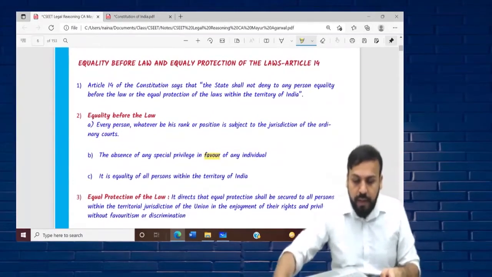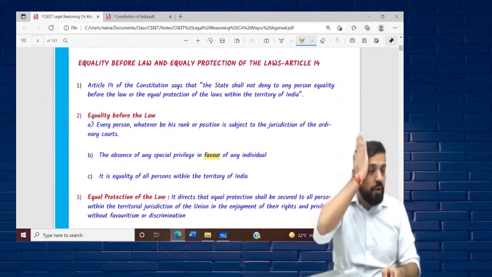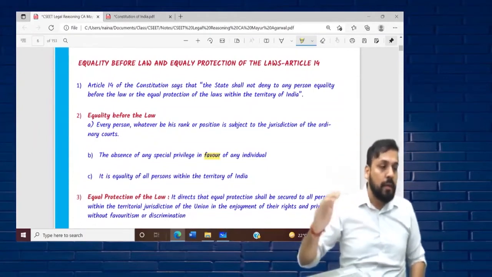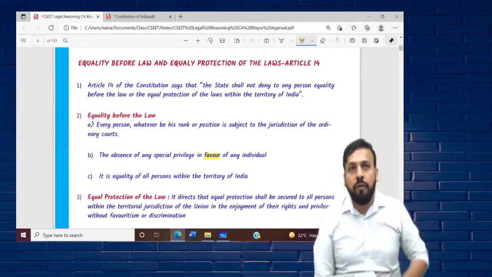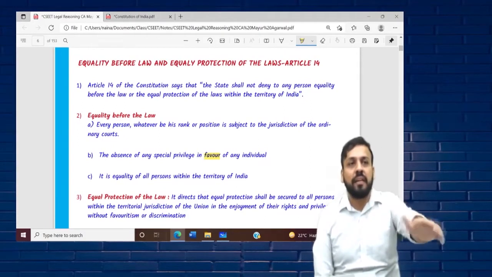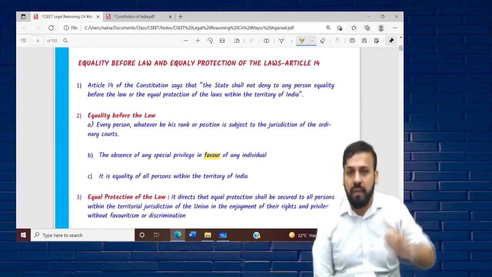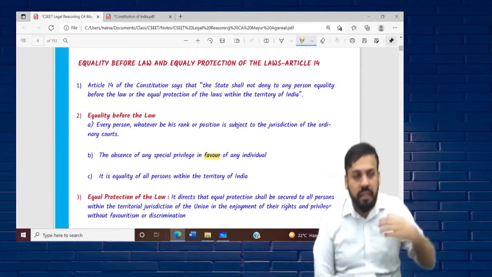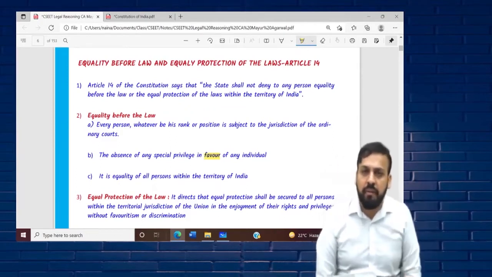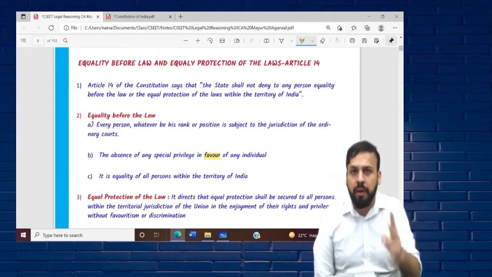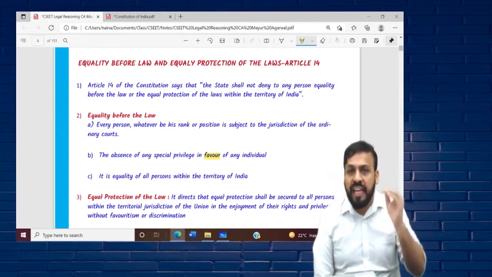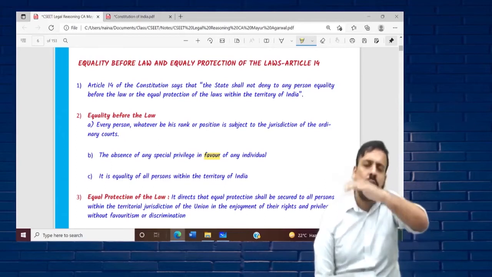What do you mean by equality before law and equal protection of law? See, equality before law: law will not do any bias. Rich are given more privileges, poor are not given privileges. Celebrity is given a privilege and others are not. Whether it is a celebrity, politician, poor, rich, anyone, law will treat them equally.